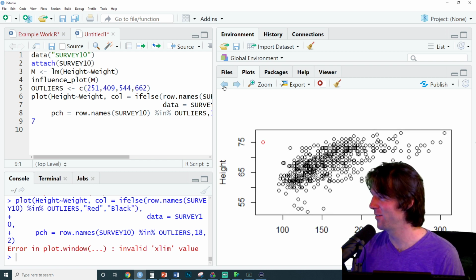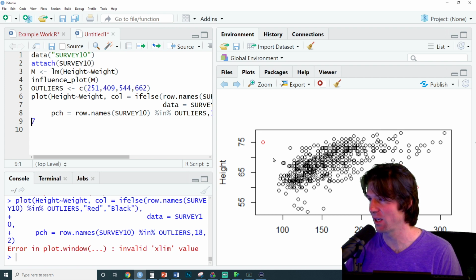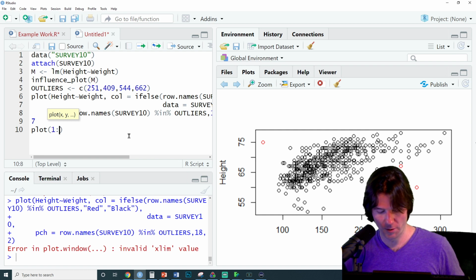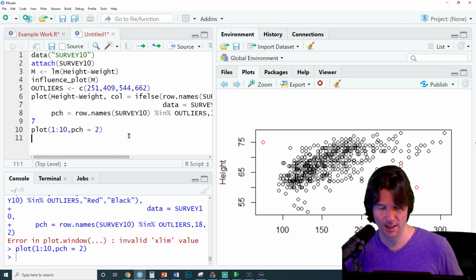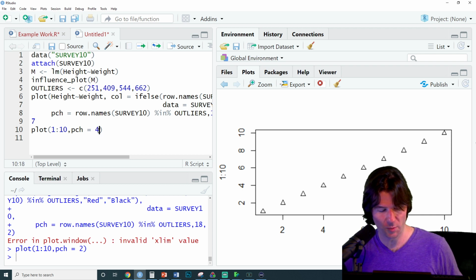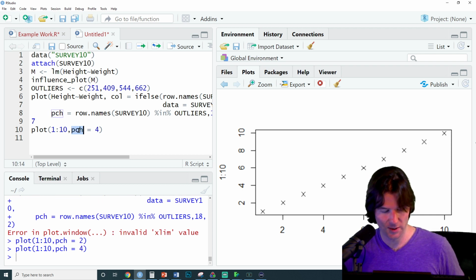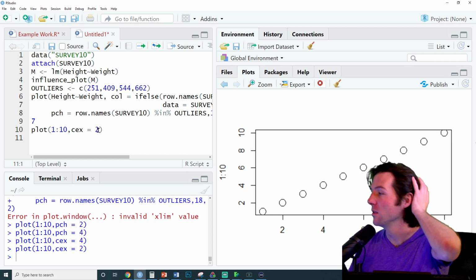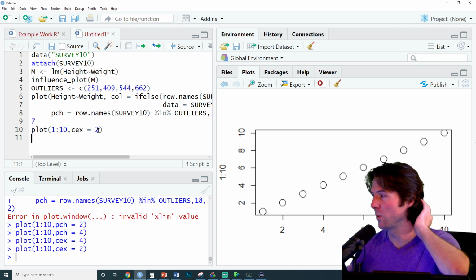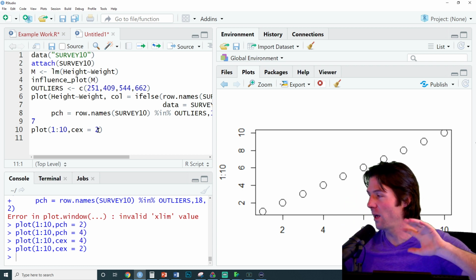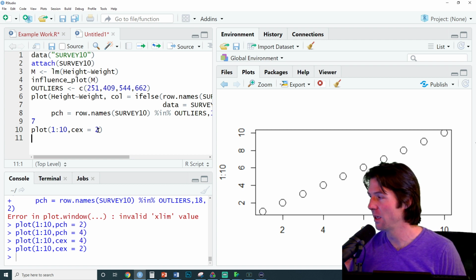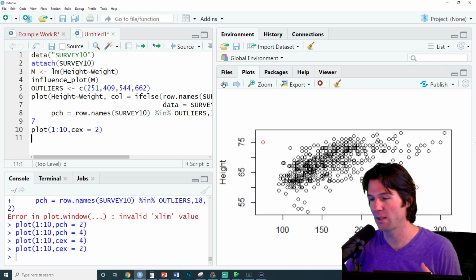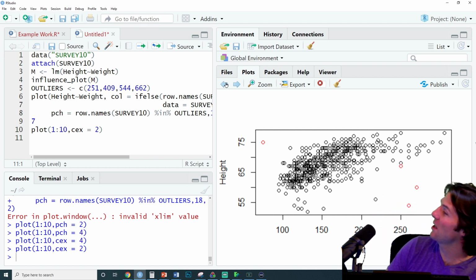Okay. I've done this before and I've stored it. PCH controls the point style. So if you just do plot 1 through 10 and you do PCH equals this, it changes what the point style is. And CEX changes the size of the points. So you can control the color of your points, the size of your points, all these fun things. I was trying to make the outliers look a little more obvious with an X on them, so that way we could see them. I could put X's on them and all that fun stuff. And so there's the outliers in the data.